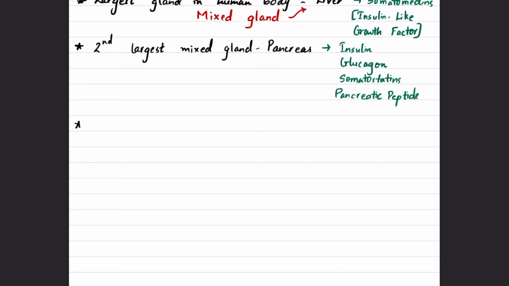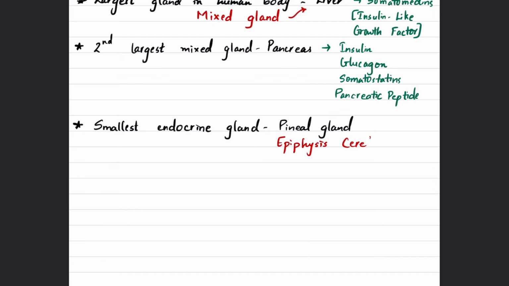Now the next fact is that the smallest endocrine gland in the human body is the pineal gland. It is also known as epiphysis cerebri. The calcified endocrine gland is the pineal gland again, which means that it can be seen in MRI.